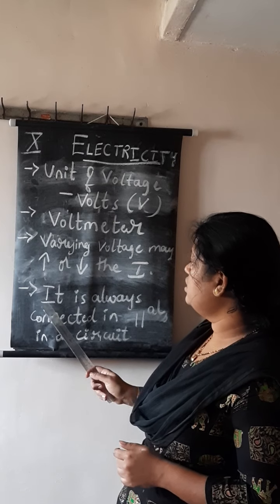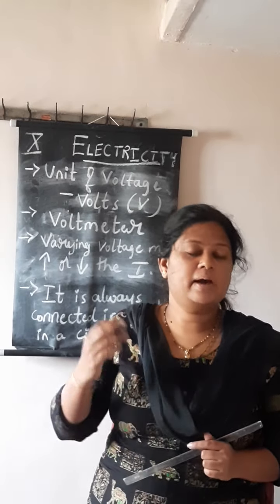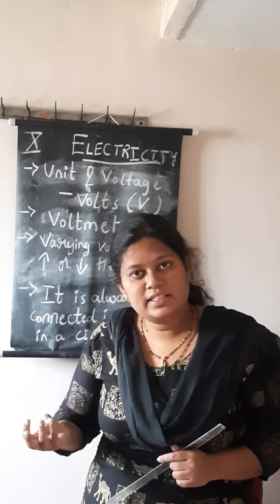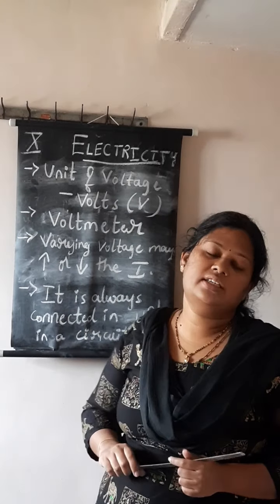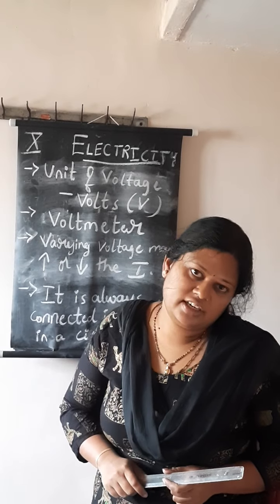And one more thing: the ammeter is always connected in series, whereas the voltmeter is always connected in parallel in the circuit. You may be wondering what series and parallel connections are. You will know it in further classes.